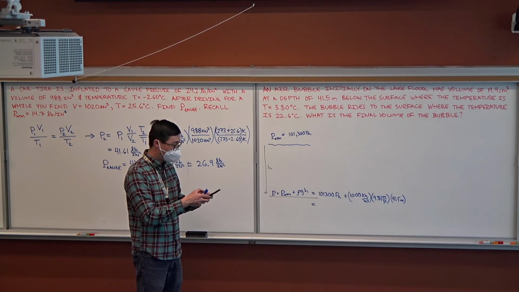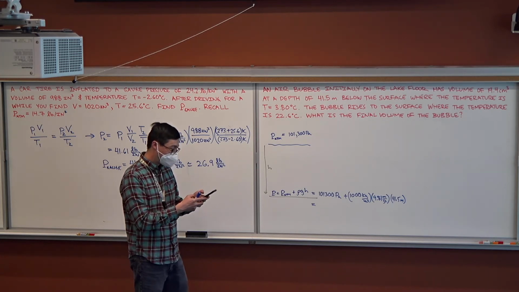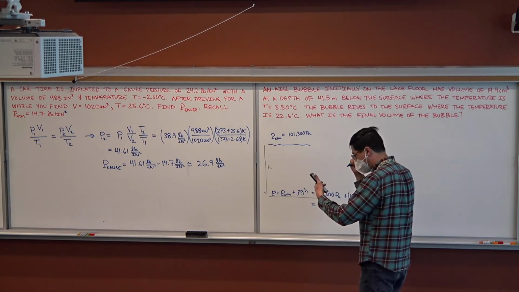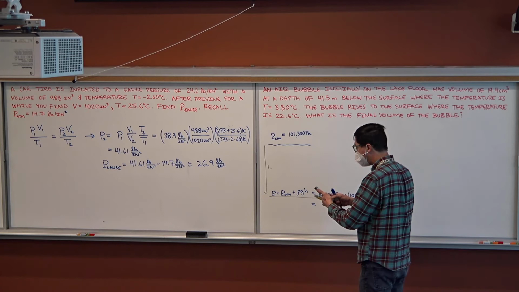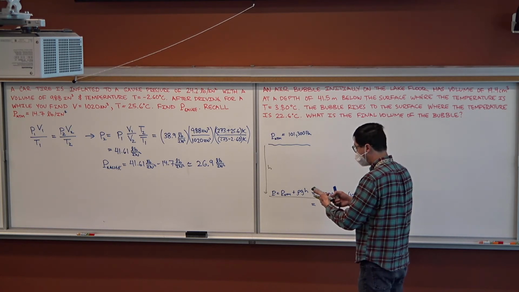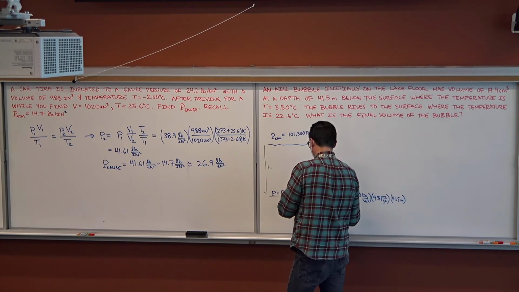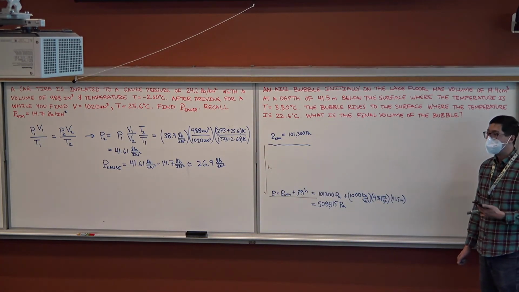Okay, 9810 times 41.5. I'm getting, let's see, 407,115, and then I have to add 101,300 for a grand total of 508,415 Pascal. Yay?